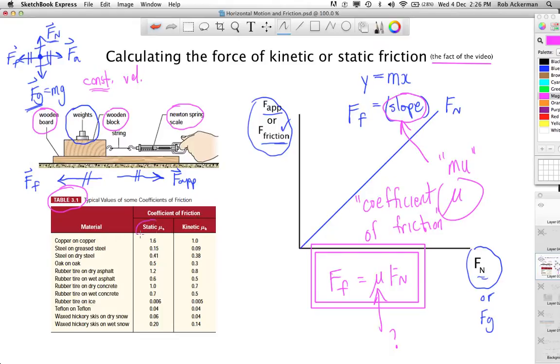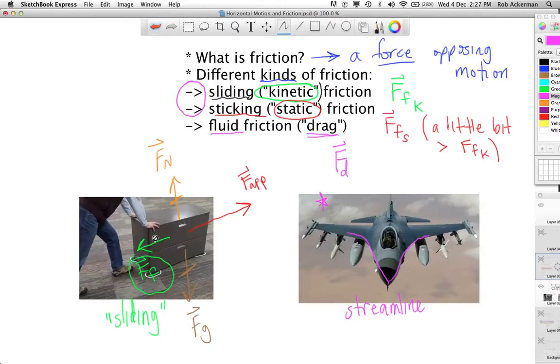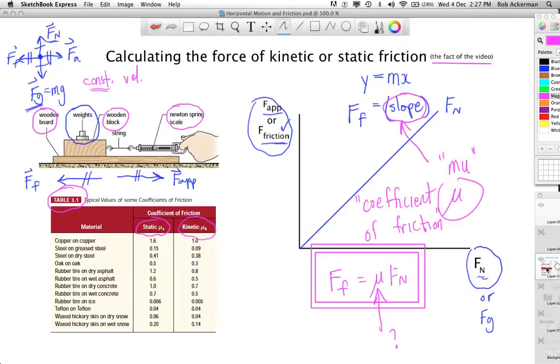But look what they do. They split it into the static values and the kinetic values. Because remember how we discussed, when you push an object, sometimes you need to give a little bit extra push to unstick it, to get it moving in the beginning. And that's why the static friction force is often a little bit more than the kinetic friction force. Well, that is reflected in the fact that sometimes the mu values are a little bit higher.